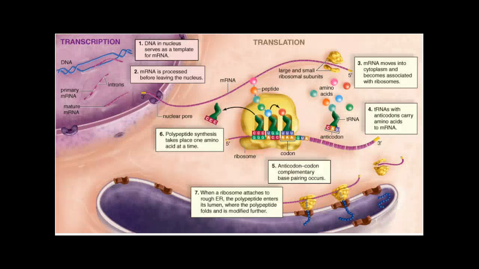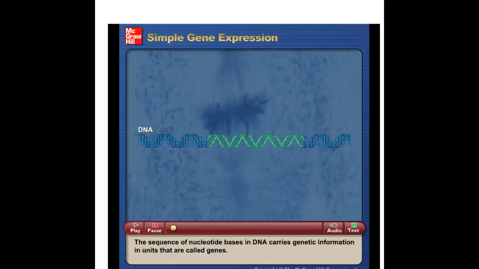This slide is a summary of gene expression in eukaryotic cells. This slide shows from start to finish the process of transcription of DNA into messenger RNA and the translation of messenger RNA into protein. Let's watch one final animation summarizing the entire process.